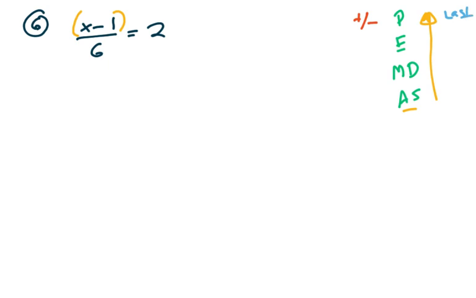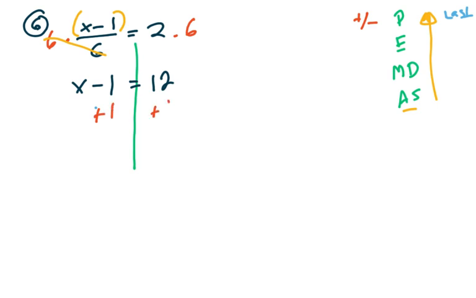So the first step for this one is to get rid of the divided by 6. So here I'm going to multiply each side by 6 to cancel out the divided by 6. So I have x minus 1 equals 12. And then I would add 1 to each side. So I get x equals 13.